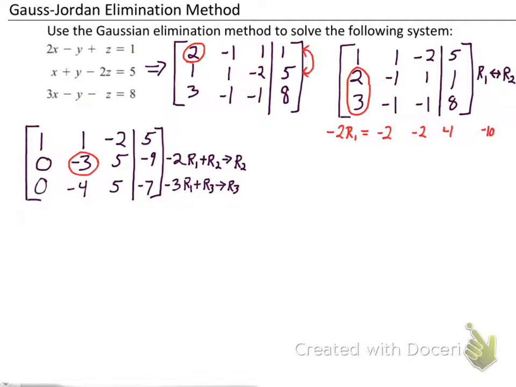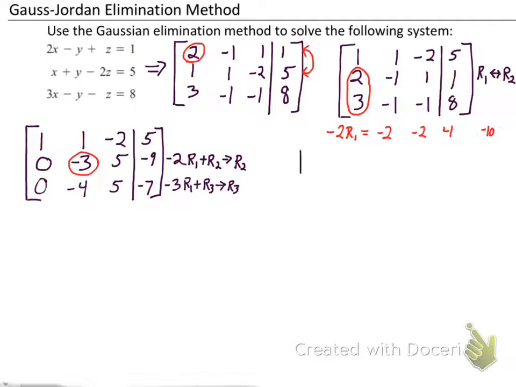Can someone tell me why I wouldn't want to switch these rows? Because I'd put a 1 there. Why do I not want to just switch these two rows? Charlie? Because you have a 0 where you want to. Yeah. I already have this whole column. As soon as I switch it, I mess up my column work, right? Okay, so we need to turn that -3 into a 1.